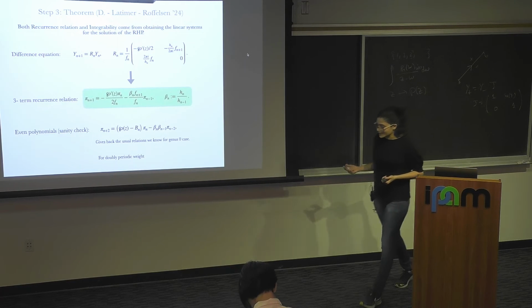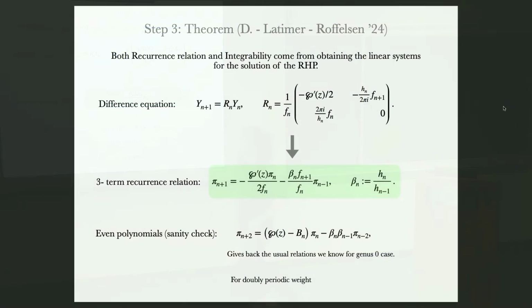Now, the three-term recurrence relation is almost immediate, because you have yn plus 1. So you have pi n plus 1 here, which is yn plus 1, whatever this is, some matrix that I wrote here times yn. So you'll immediately get that pi n plus 1 is this plus this. So that's a three-term recurrence relation, and this is how we get recurrence relations from Riemann-Hilbert problems.